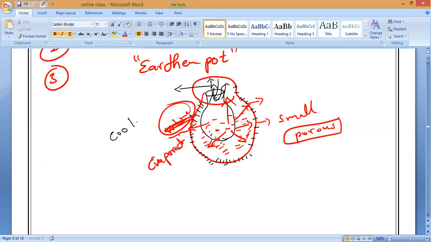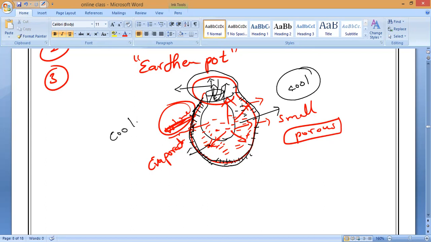So what will happen, guys? Inside, the liquid will become what? It will become cool. That is the phenomenon behind our earthen pot. Understand? The walls of our earthen pot are a porous medium, so continuously the water at the walls will evaporate. It will be coming out.